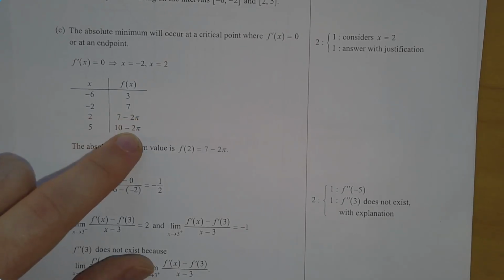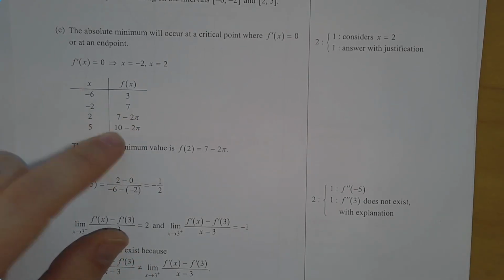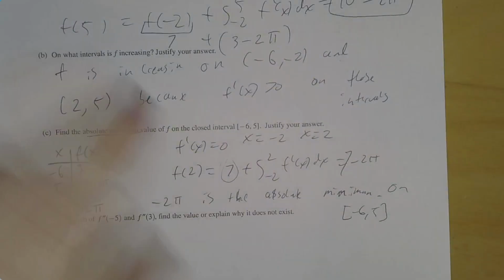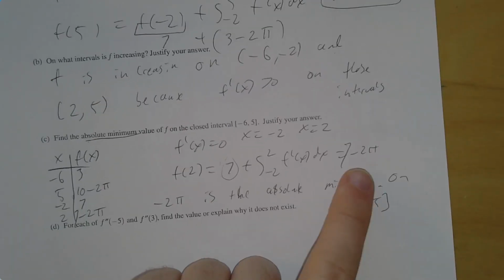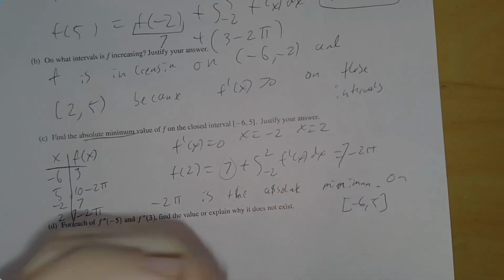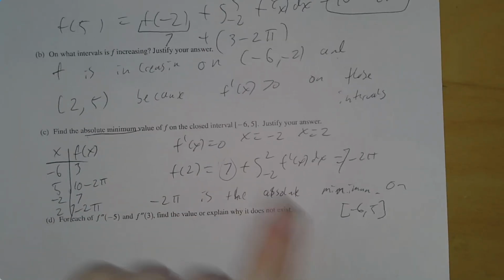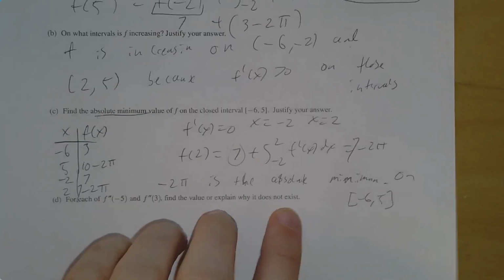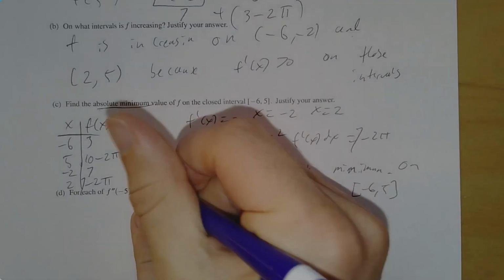Because I forgot to include that 7 here. I just jumped to the -2 pi, but it's 7 minus 2 pi that is the position. -2 pi is the displacement, the change, right? But I have to include that initial value. That's why that was 7 minus 2 pi. So this answer is 7 minus 2 pi.